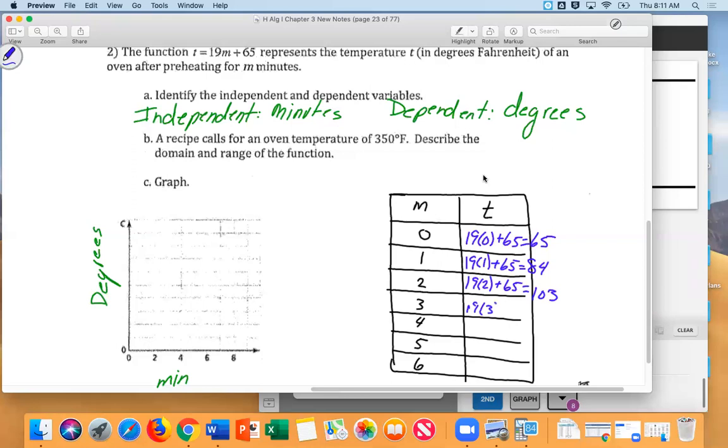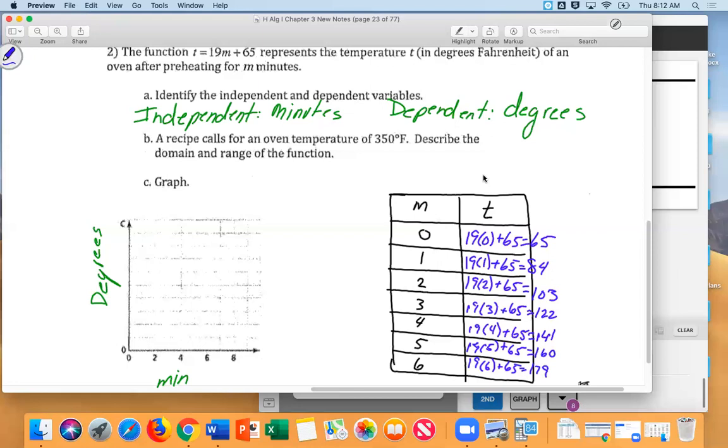19 times 3, plus 65, that's 122. 19 times 4, plus 65, that's 141. 19 times 5 plus 65, that's going to be 160. 19 times 6 plus 65, that equals 179. All right. So I have 1, 2, 3, 4, 5, 6, 7, 8, 9, 10.